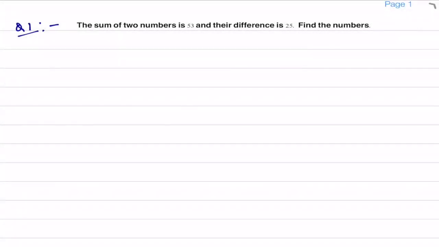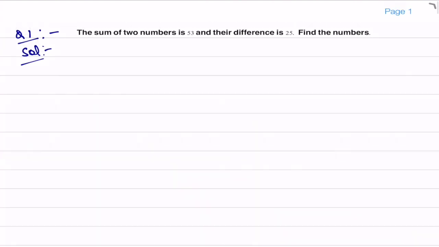So children, today I'll explain this topic by taking a few examples. The first example is based on numbers. So let's see the question. The sum of two numbers is 53 and the difference is 25. Find the numbers. First, here we have to suppose two unknown quantities. So let the two numbers be x and y.